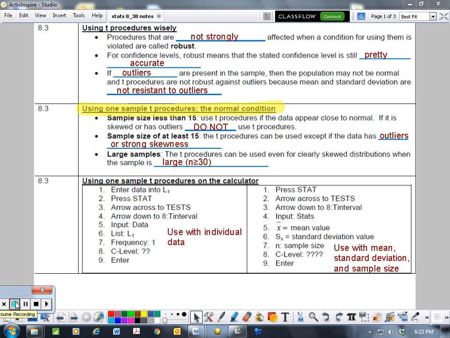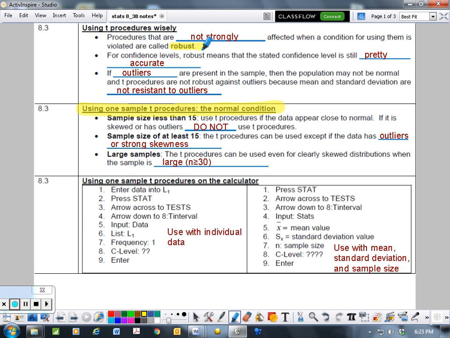Okay, so we're going to continue on with 8.3, and at this point we're going to go ahead and look at using T procedures wisely. Procedures that are not strongly affected when a condition for using them is violated are called robust, and that is a really important term, robust. Even though we violate a condition, our answer still ends up pretty accurate, that's robust. Now, for confidence levels, robust means the stated confidence level is still pretty accurate.